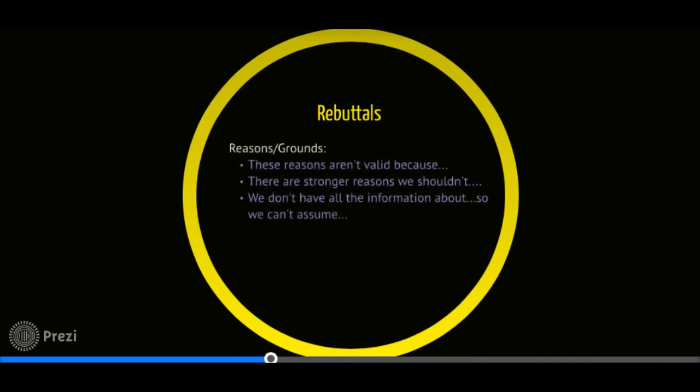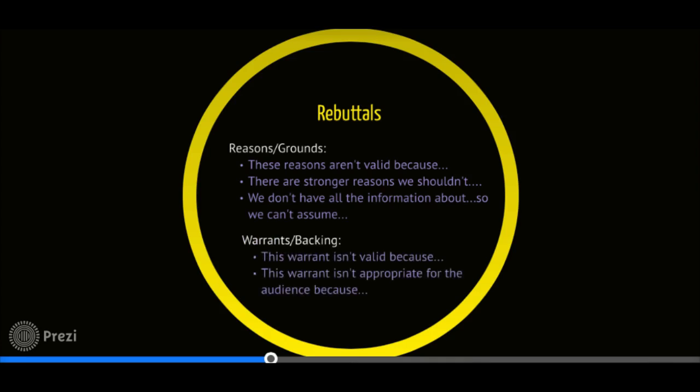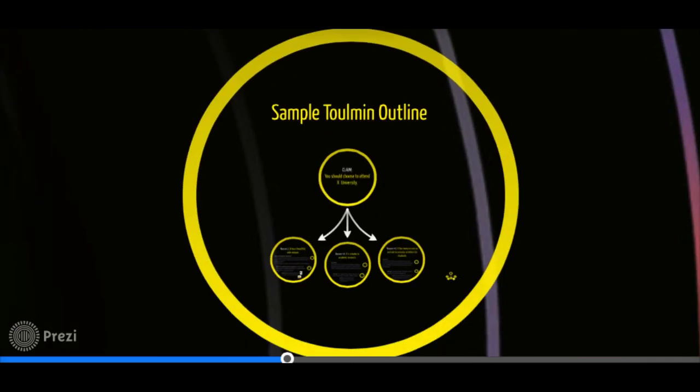For instance, if they were looking at our reasons and grounds, they might say, you know, those reasons aren't valid, or there are stronger reasons that we shouldn't, or we don't have all the information. And by anticipating some of these rebuttals, it can help us to make stronger reasons and grounds. Same thing is true for warrants and backing. Another side of the argument might say this warrant isn't valid because, or this warrant really isn't appropriate for the audience because. And again, that helps us to evaluate if we've really thought hard about our audience and who we're trying to persuade.